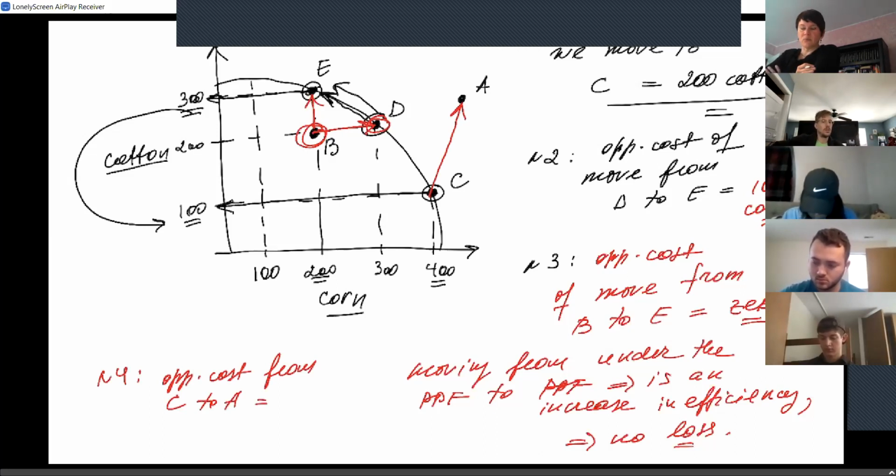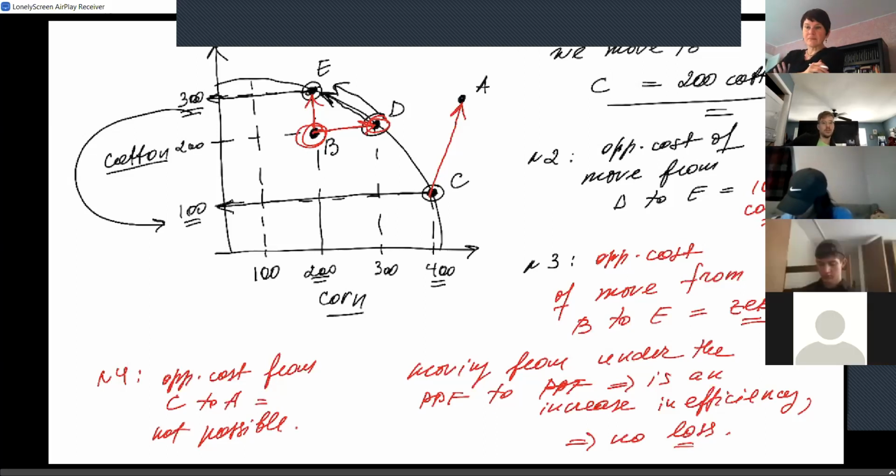What can you tell me about that move? It's not obtainable. It's not possible. So that would be the answer. Okay, we cannot discuss the opportunity cost of a move that is not possible. Very good. Okay, not possible.